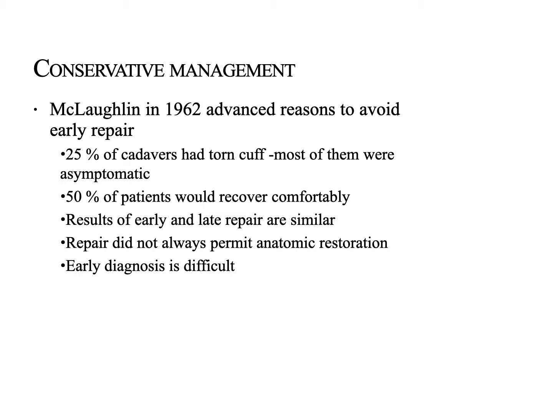Then let us move on to management. First is conservative management. McLaughlin in 1962 advanced reasons to avoid early repair. So these were: 25% of the cadavers had torn cuff, most of them asymptomatic. In 50% of the patients, it was found that they would recover comfortably. Results of early and late repair are similar. Repair did not always permit anatomical restoration, and early diagnosis is difficult.